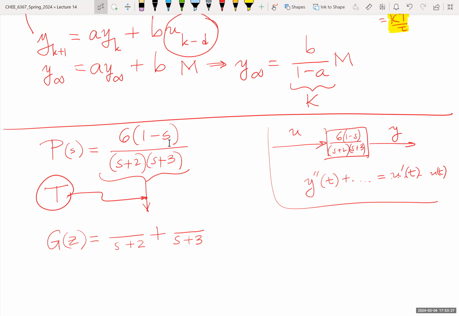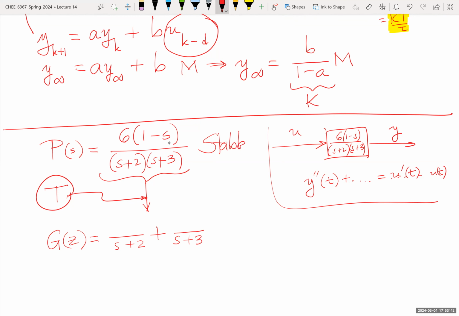Yes, it is stable. Good. Why is it stable? Yeah, it has two poles. Which ones? Excellent. -2 and -3. Okay, very simple to say that this is definitely stable.